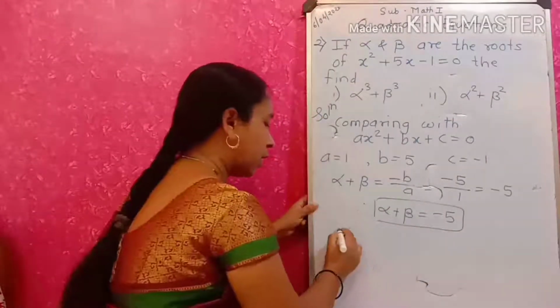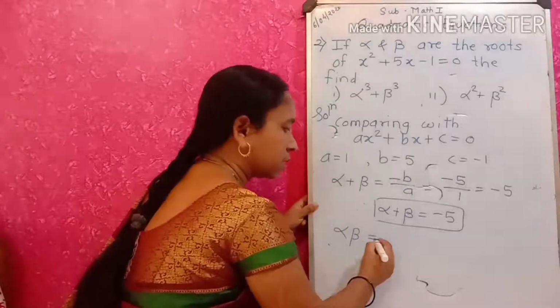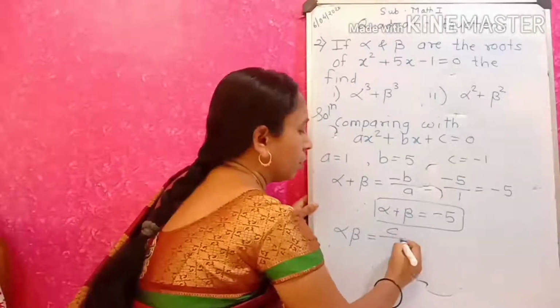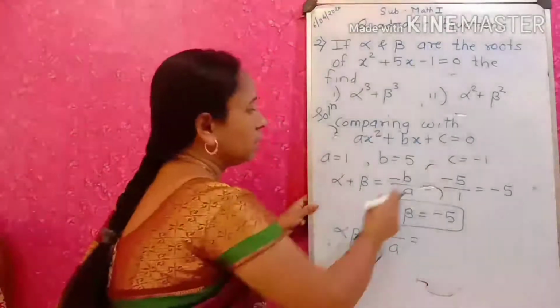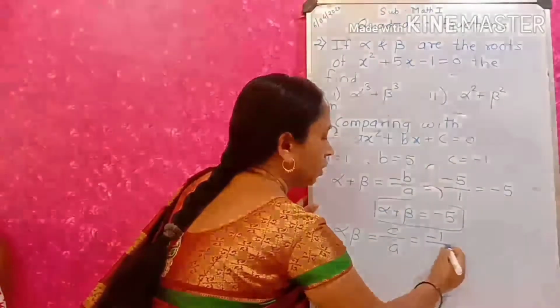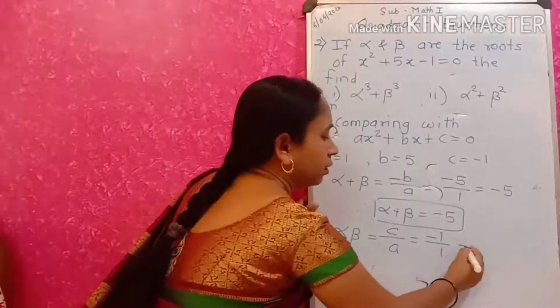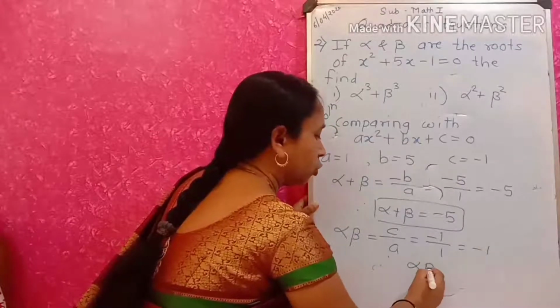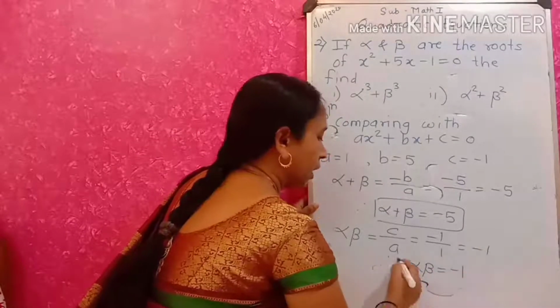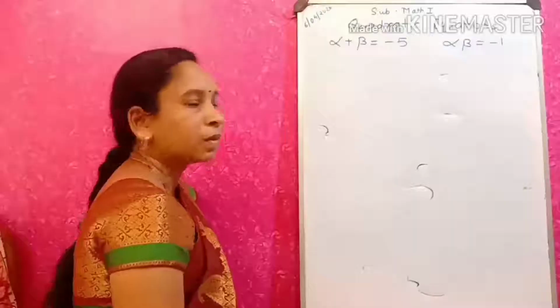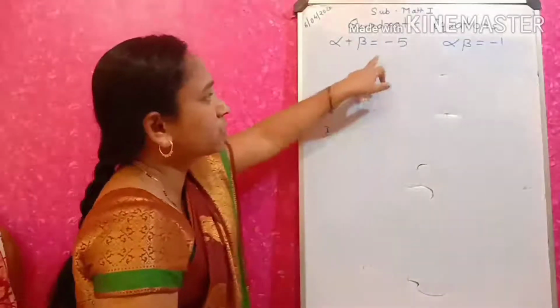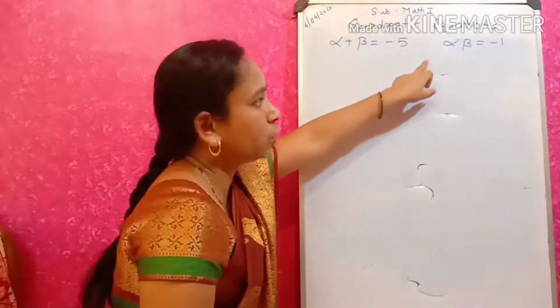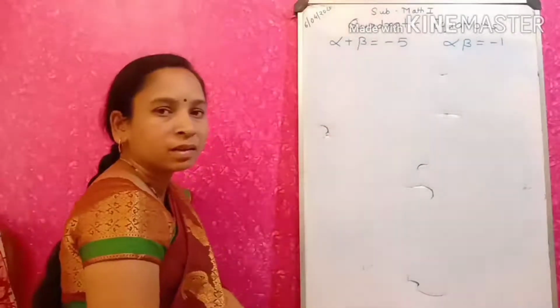Now next, alpha into beta is equal to c upon a. C is minus 1, a is 1, that means minus 1. Therefore alpha into beta is equal to minus 1. Alpha plus beta is equal to minus 5 and alpha into beta is equal to minus 1.